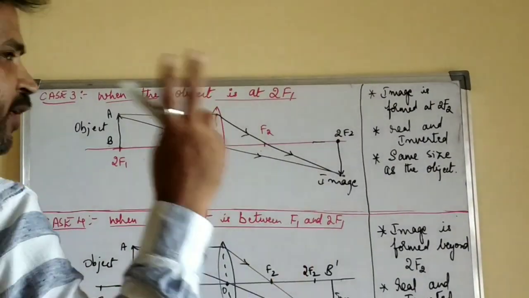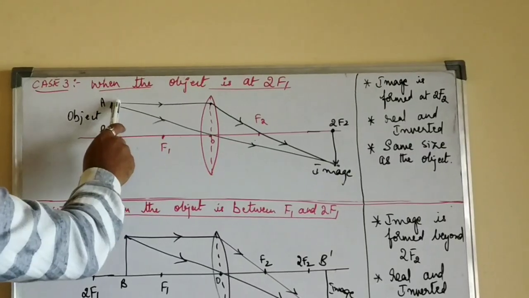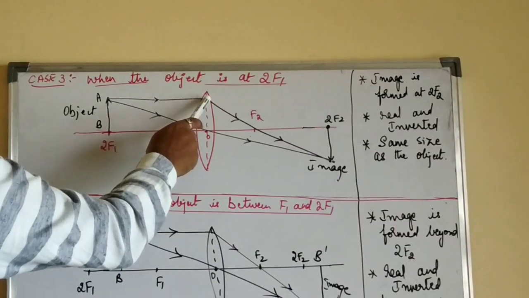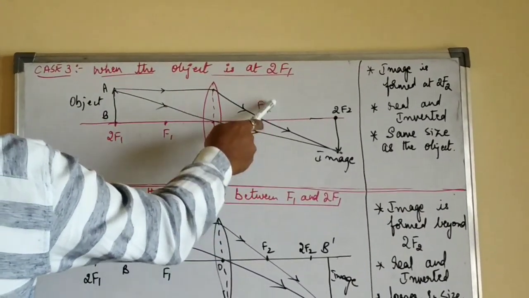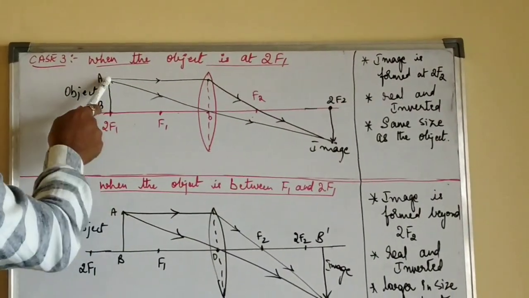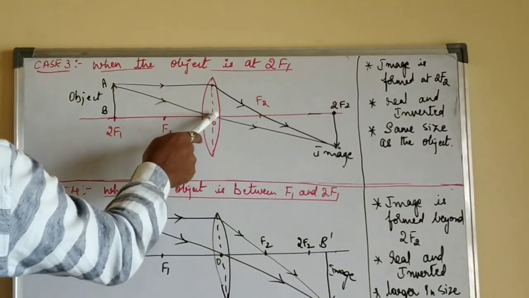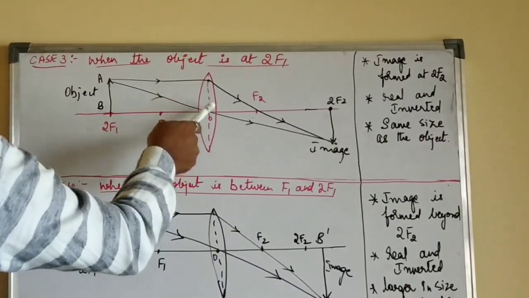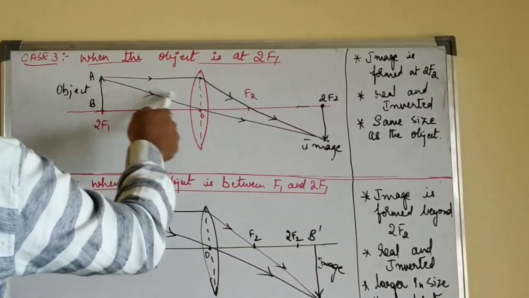Again, you have to apply two rules out of three rules. Now, one incident ray from the point A is incident parallel to the principal axis and at the interface refraction happens, and the refracted ray passes through the second principal focus on the right side. Now one more ray from the same point A passes through the optical center O. As you know, when the ray passes through the optical center, there is no refraction, it will go straight away, that is undeviated.